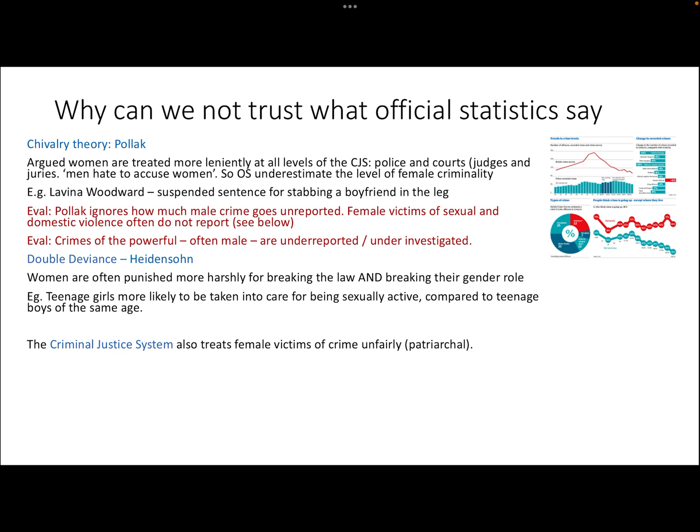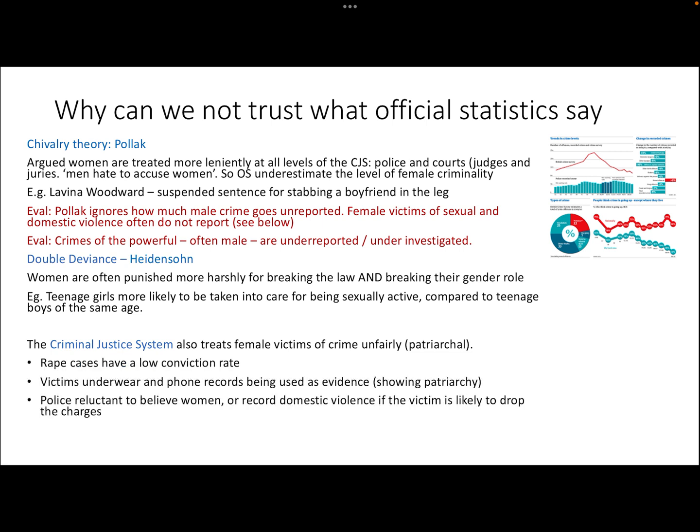We can't trust the official statistics either, because arguably the criminal justice system treats female victims of crime really unfairly because of patriarchy. Now, there are a few things that go on that maybe mean we can't trust the data. Rape cases have an incredibly low conviction rate in the UK criminal justice system. So there's a number of victims coming forward and going through the investigation, the court case, and then at the end, the case is either thrown out from lack of evidence or the perpetrator is found not guilty.